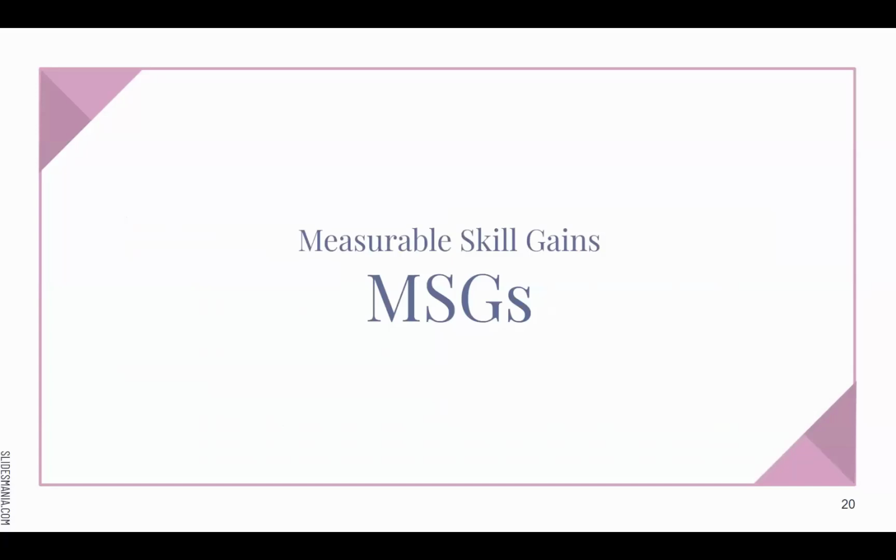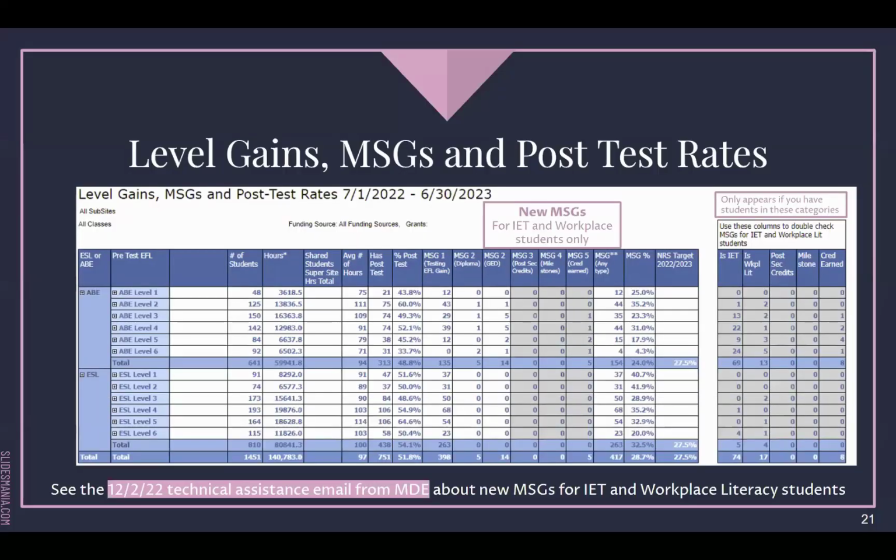Okay. So next we're going to just talk kind of briefly about measurable skill gains, MSGs. And now that the report card is back in action, I think we have had a few questions from programs asking about MSGs in this report, which I think is great. That means people are looking, they're checking out how they're doing as a program, how their level gains are appearing. So this report is called the Level Gain MSG and Post-Test Rates report. And of course, like all our other reports, it's back on the report tab, in the section called accountability reports.